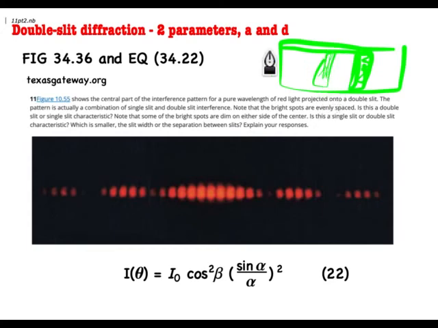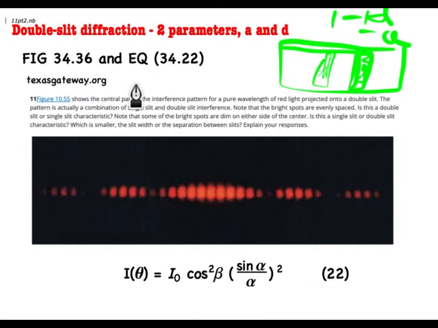Then you actually have two parameters. You have the width of a slit, that's the parameter a, and you have the distance between the slits. That distance is d. So you actually have two parameters. And now, look at figure 36 and look at equation 22. That will show you the intensity of a projection onto a projection screen. It's complicated.